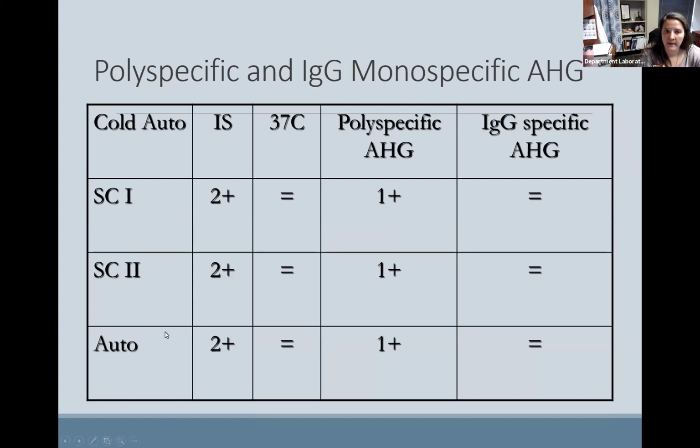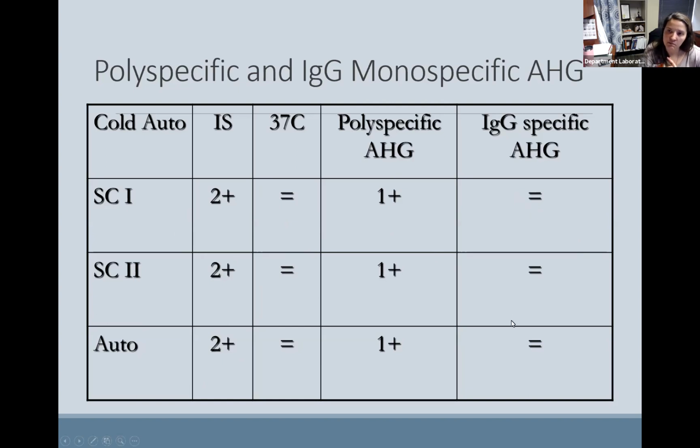All right, so here's a little mini cold panel, and we're given polyspecific reactions and monospecific IgG reactions. Notice our auto control is positive at initial spin, so this is an auto antibody, and because it's only reacting at initial spin, it is a cold reacting auto antibody. Notice that at 37 degrees, that antigen antibody is dissociated, so we have negative reactions. And if you only use monospecific IgG, you also have negative reactions.